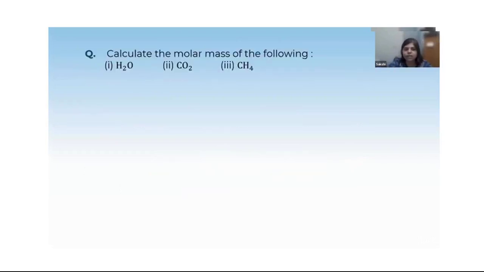Now, this is a concept test for you all: can you calculate the molar mass of H2O, carbon dioxide, CH4? I'll do one for you. I will do carbon dioxide. So how will we do it? What is the mass of carbon? Yes, it is 12. What is the mass of oxygen? Good, it is 16. But since there are 2 oxygen atoms, we will do 16 into 2, right? So that will become 12 plus 32, which is equal to 44.